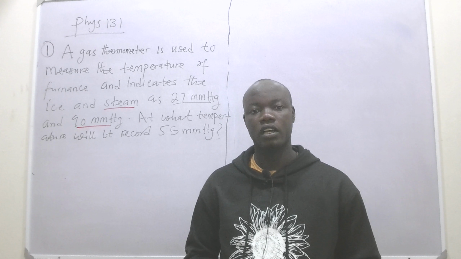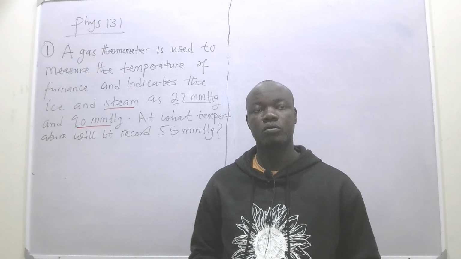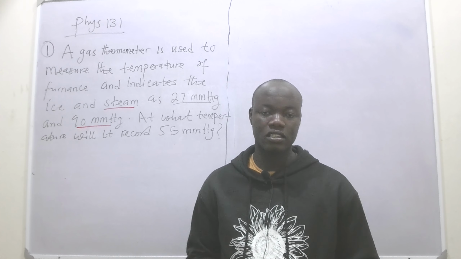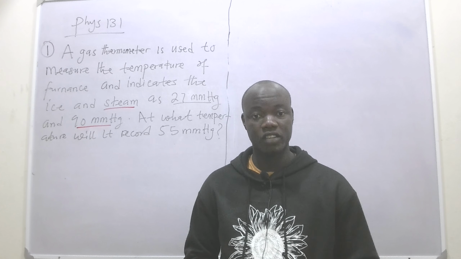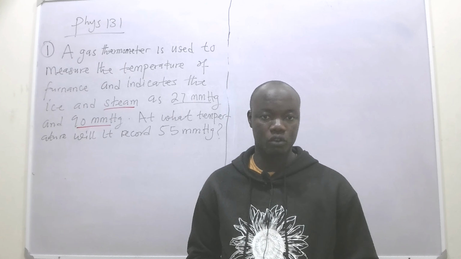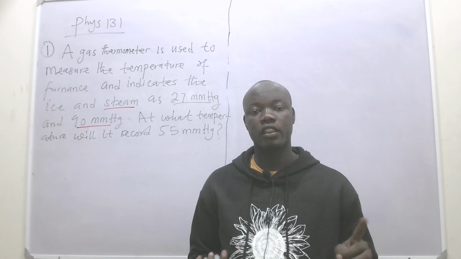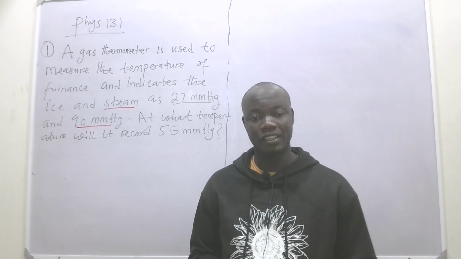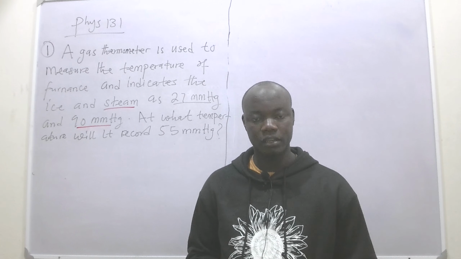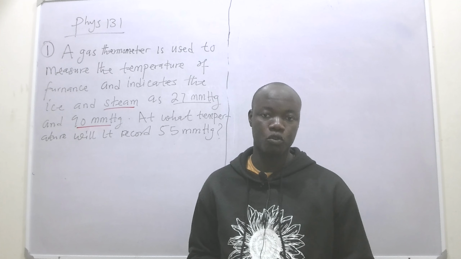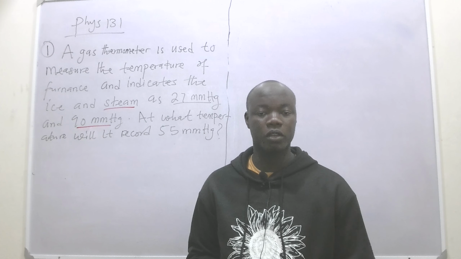So in today's lecture, we are going to solve some of the questions that we started in our last videos in Physics 131, which is heat and properties of matter. Don't forget that we have discussed heat capacity, specific heat capacity, heat and temperature. We also talked about thermometers and different types of thermometer. So these are some of the questions that are associated with the thermometer, and we are going to solve some of them.